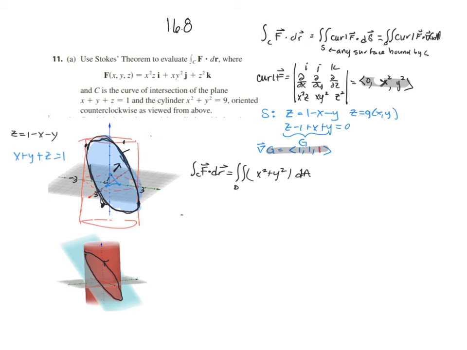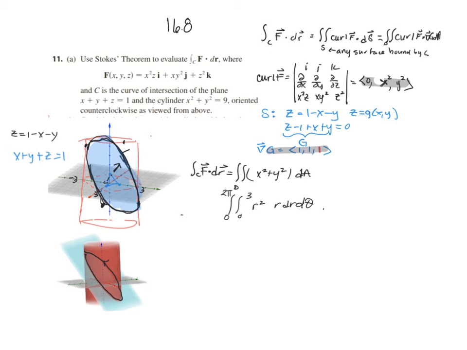Okay, and so the projection into the xy plane, you can see here, is that circle of radius 3. D is the circle of radius 3 in the xy plane, so polar, r from 0 to 3, theta from 0 to 2 pi, x squared plus y squared is r squared, and then r dr d theta.